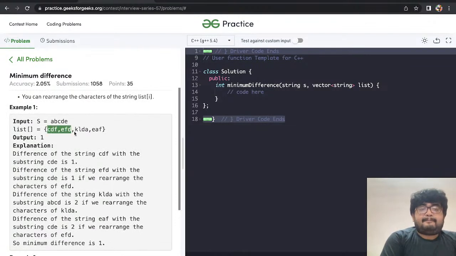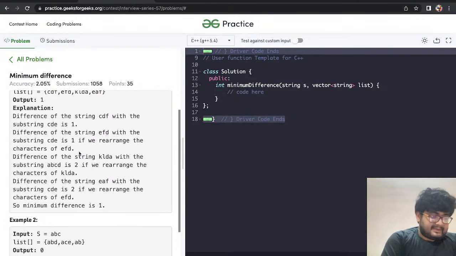We have to compare like that with all the ones, and out of them whatever is the minimum value that we get, that we have to return. So for this we got 1, for this we got 1, for this we get 2, for this we get 2 again. So the answer will be 1, the minimum of them, right?